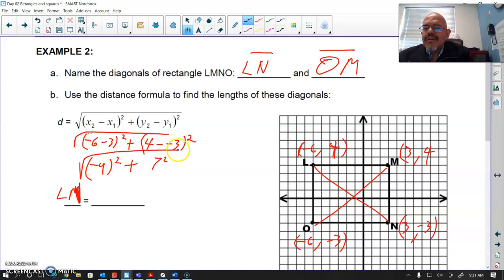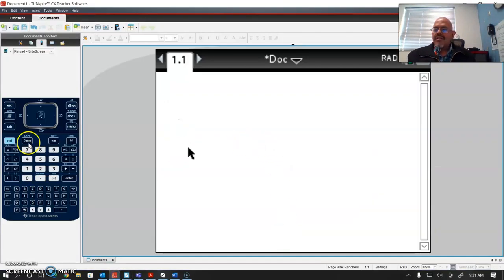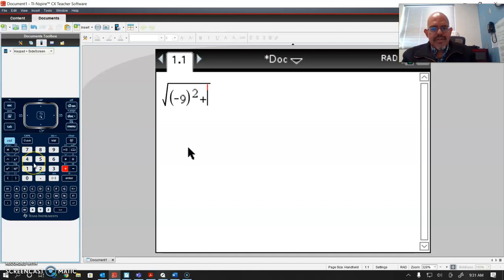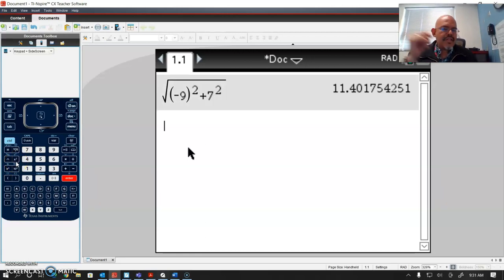Square that. All right, so now we have that. So it's basically negative 9 squared plus 7 squared. So that's going to be the square root of negative 9 squared, plus 7 squared. And we get 11.4. So I'm going to just write that down, 11.4.